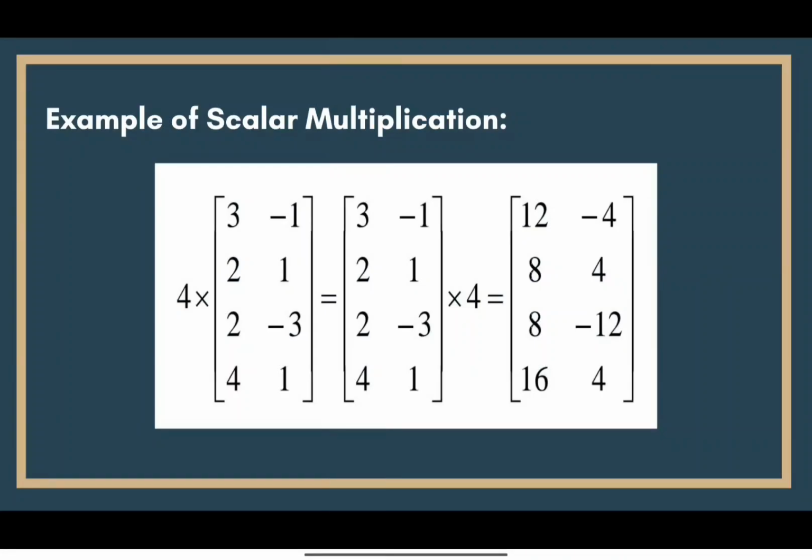For example, in this matrix operation, 4, which is the scalar number, is multiplied to each element of the matrix. 4 times 3 is equivalent to 12. 4 times negative 1 is equivalent to negative 4. 4 times 2 is equivalent to 8, and 4 times 1 is equivalent to 4. It is just like what I said earlier, you simply multiply the scalar number to each of the elements.